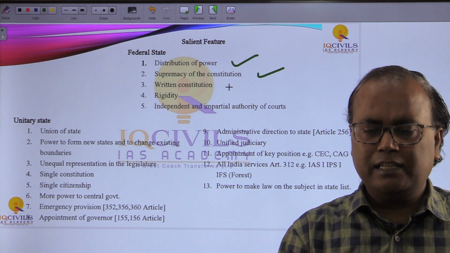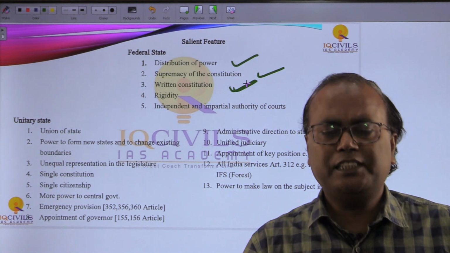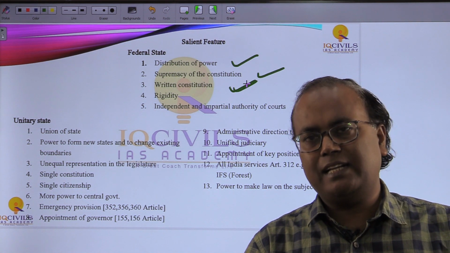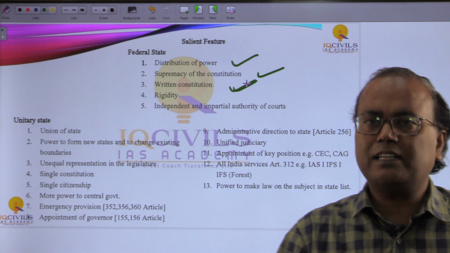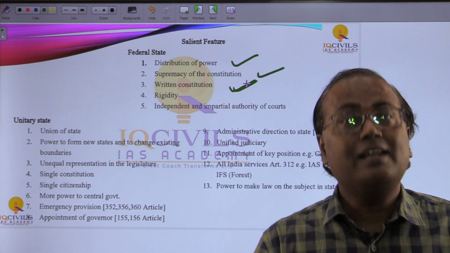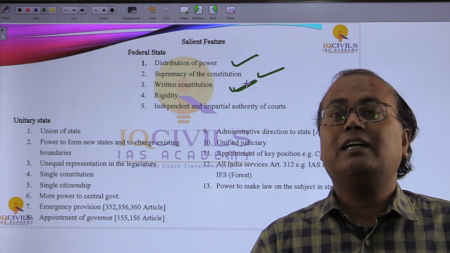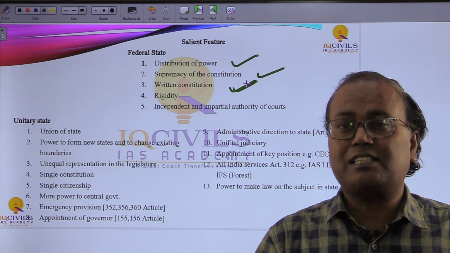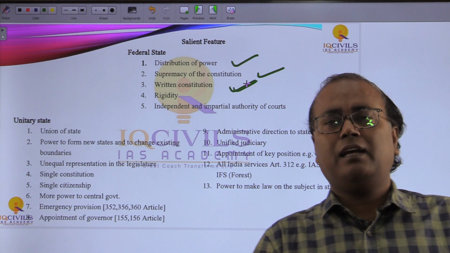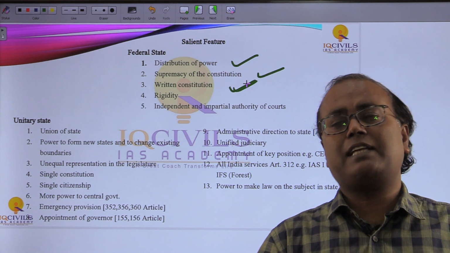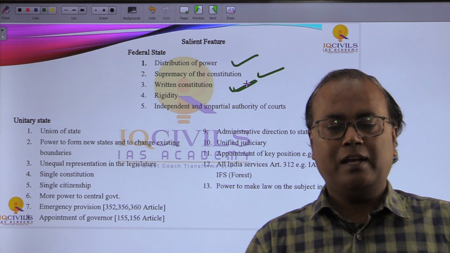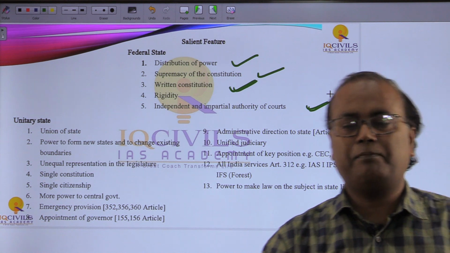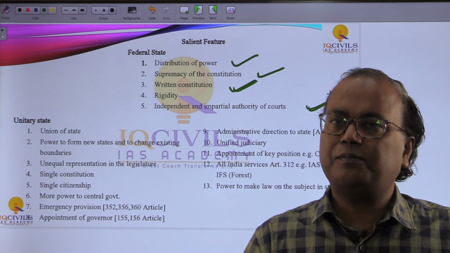Next one is the written constitution. So the Indian constitution is a written constitution. We have 22 parts and everything is arranged at a proper place. Then rigidity of the constitution, certainly even our constitution is rigid. Take the example of the impeachment of the president, or any provision which is related to the federal structure of the constitution. It requires a special majority, and side by side the ratification by the state legislatures also. Next one is the independent and impartial authority of the court. Certainly in India we have an independent and impartial authority of the court.